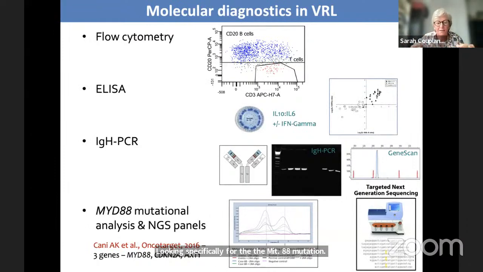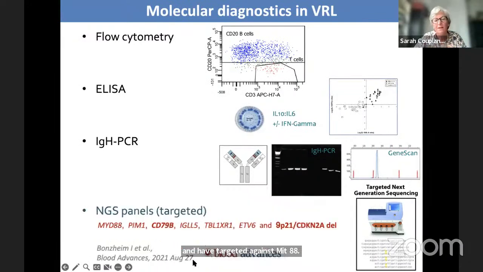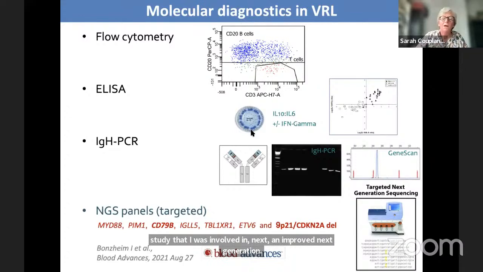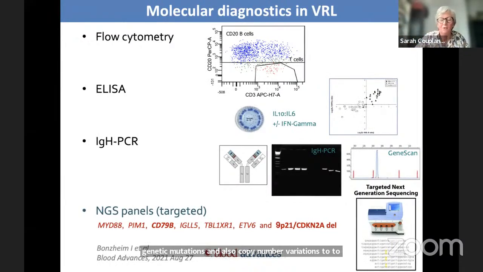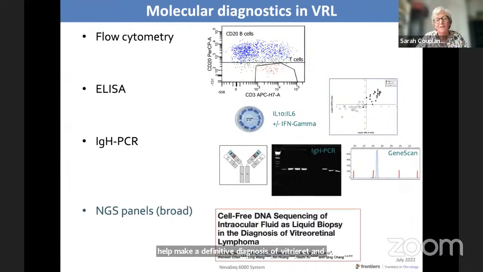Then there are others who've designed next generation sequencing panels, looking at cell-free DNA and also the tumor cells within the specimens, and have targeted MYD88 and two further genes. Over time, and this was a study that I was involved in, an improved next generation sequencing panel was designed by the group in Tübingen in Germany, where they looked at a wider panel of genetic mutations and also copy number variations to help make a definitive diagnosis of vitreoretinal lymphoma versus a chronic vitritis. And then again, this is a very recent paper, which came out last year, looking at cell-free DNA using, again, a broader next generation sequencing panel.